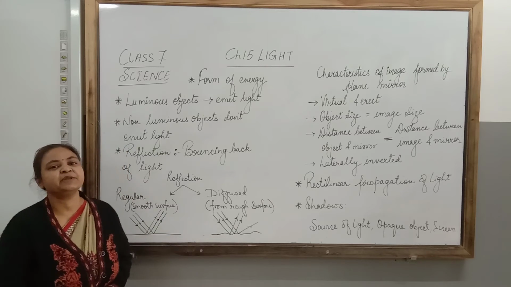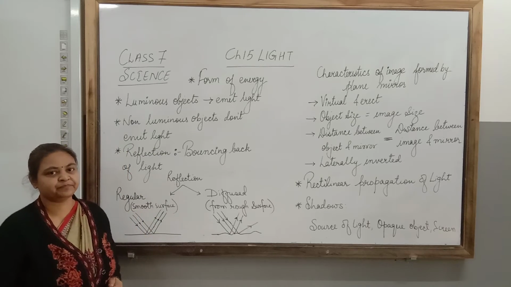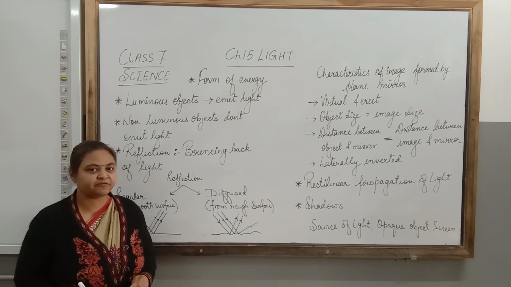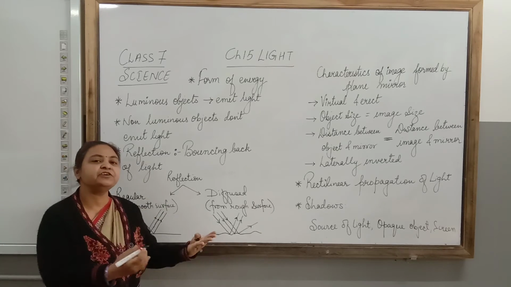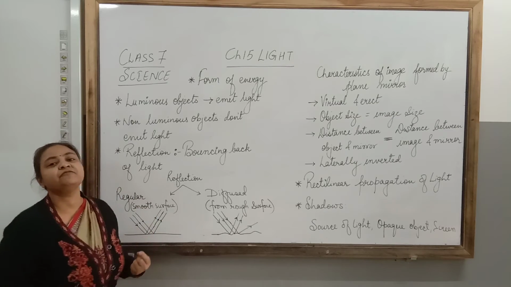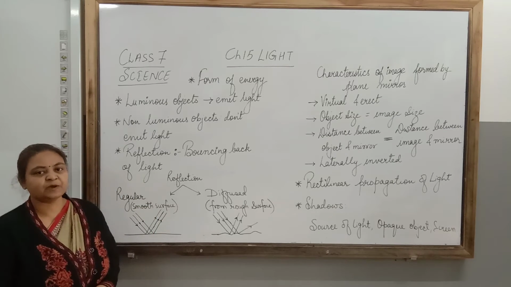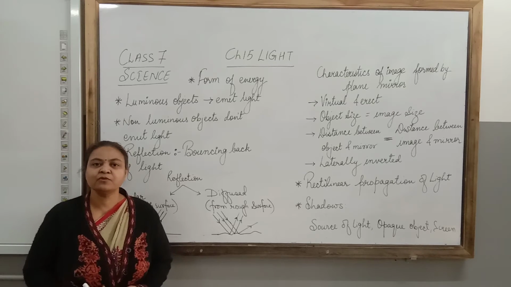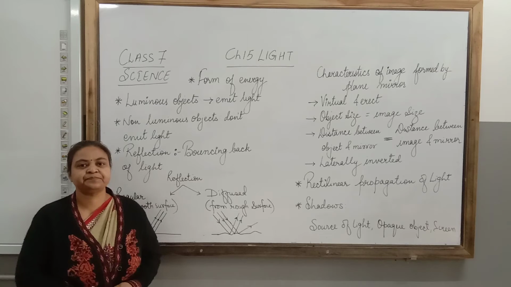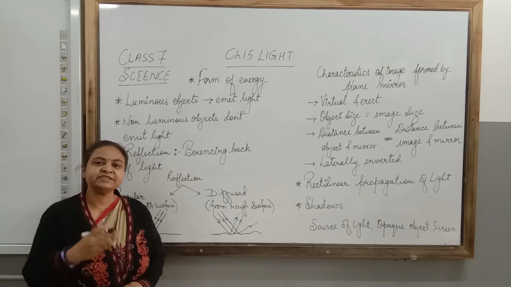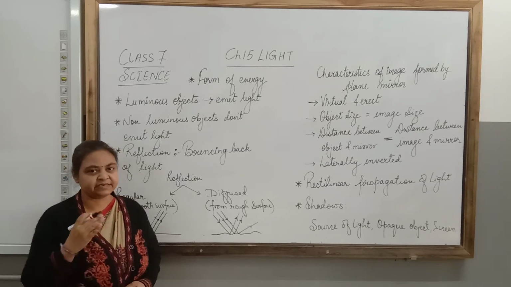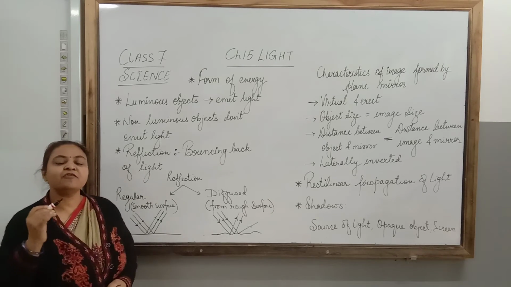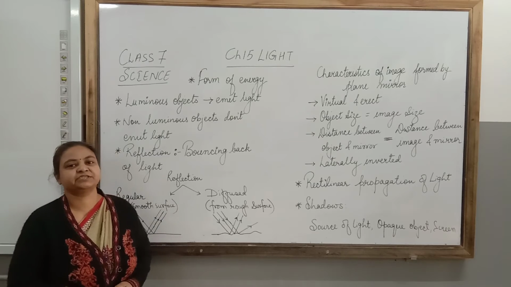Regular reflection takes place from plane mirror. Image formation takes place in case of regular reflection. That means when you stand in front of the plane mirror, you can see yourself in the plane mirror. When you look at yourself in the plane mirror, what do you observe? What kind of image is this? Is it of your size? Yes. The image formed by the plane mirror is of the same size as the object.